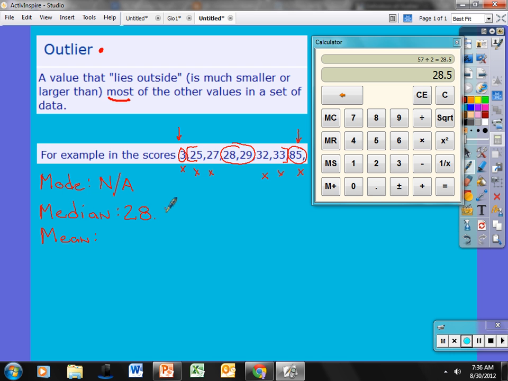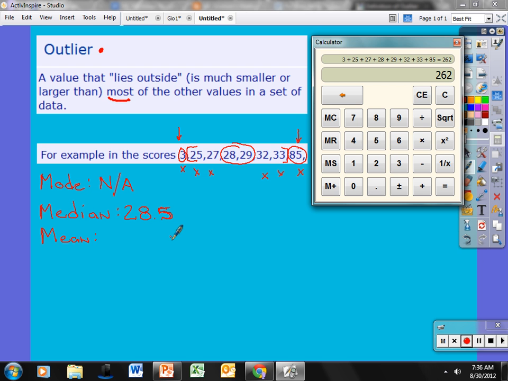Now I want to calculate the mean. I always use that word calculate for mean or average because that means I have to use that calculator. Median sometimes I can do without calculation, just by crossing out front to back, but mean it's much more difficult to do that. So I'm going to add all digits together. Let me clear this out. 3 plus 25 plus 27 plus 28 plus 29 plus 32 plus 33 plus 85 equals 262. My mean's, oh wait, my mean's not 262. I forgot to do something.